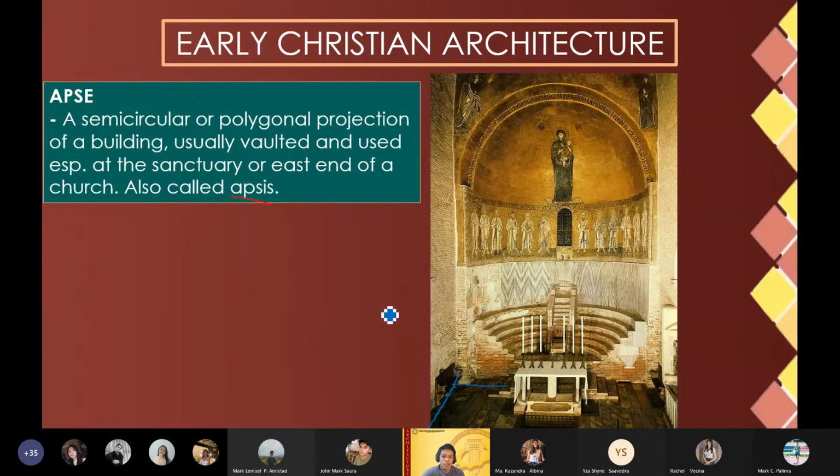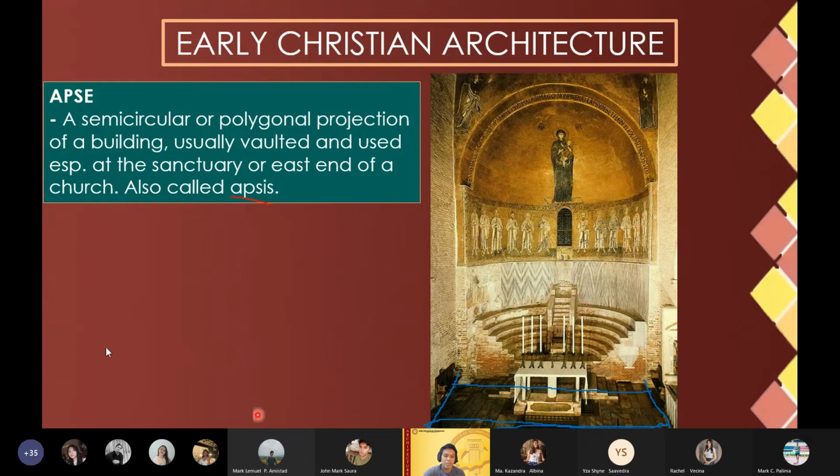This one is the sanctuary, the color blue. After that sanctuary, what comes next is called the apse. So here, this portion is the apse. And usually, it is semicircular.